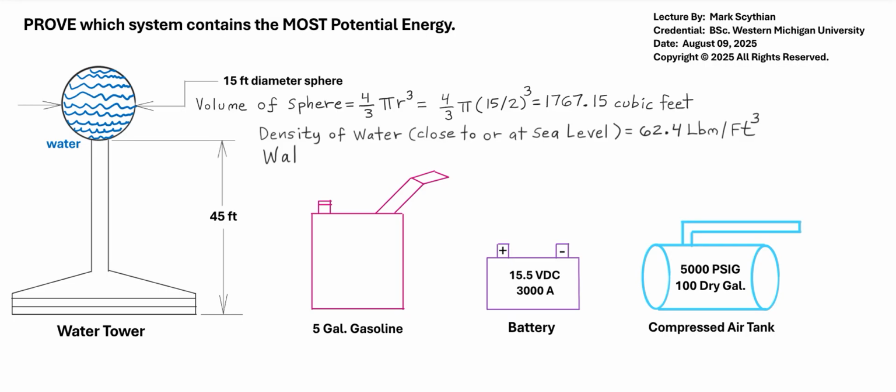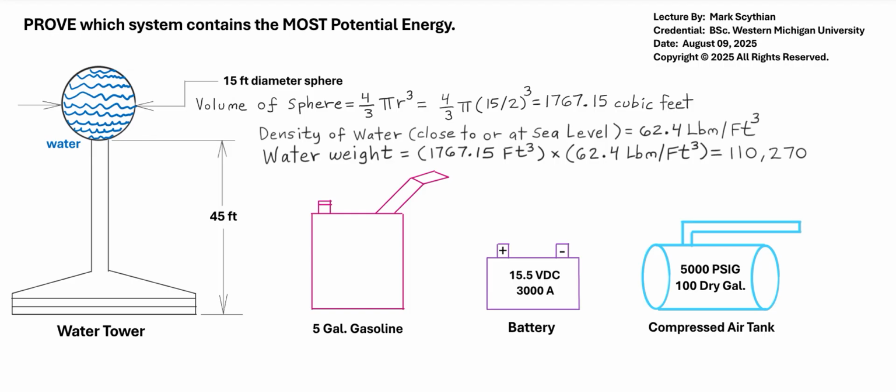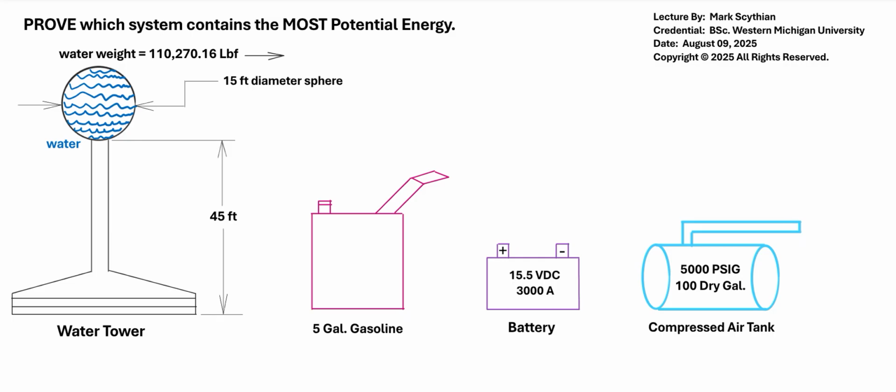So if we simply multiply the water density times the cubic feet, as in the water density in pounds per cubic foot, 62.4, we calculate a force weight of 110,270 pounds force. So of course that is a water weight in force, but it would also function with respect to its material, its chemistry, as pounds mass, lbm.